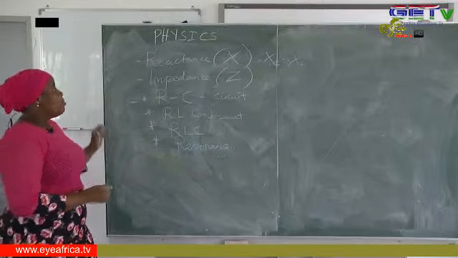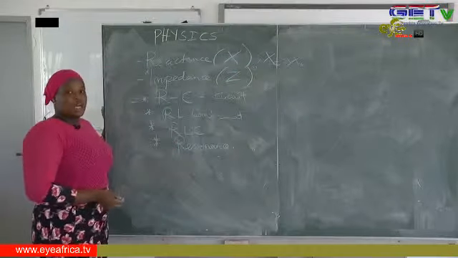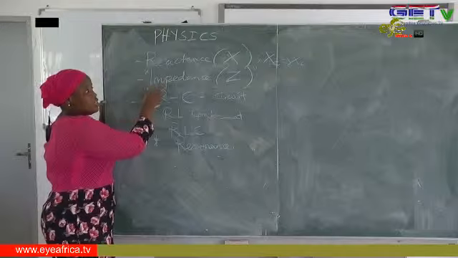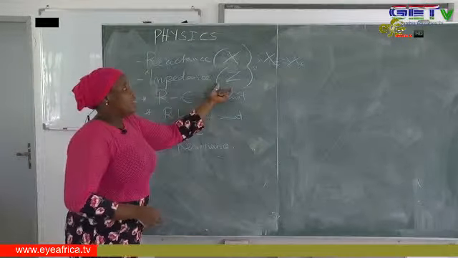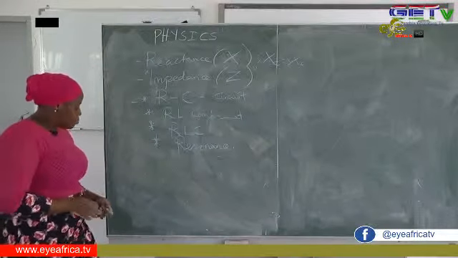Is that understood? But when all these oppositions are combined together in an AC circuit, the result is what we call impedance, and it is denoted as Z, and its unit is also ohms. Is that understood? Good.